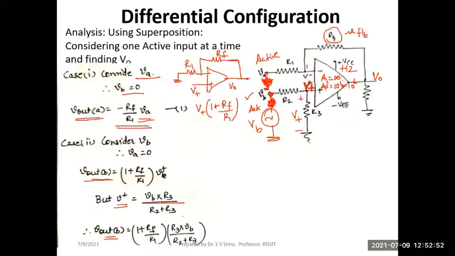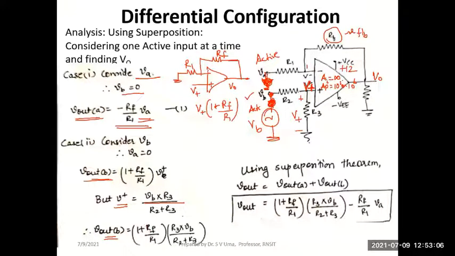So I will write the expression at the output. V out due to the input signal VB is 1 plus RF by R1 into R3 VB by R2 plus R3. Now, what do we do at the end of superposition? We just have to add up both the cases. So according to superposition theorem, the output voltage V out will be V out due to the signal VA, V out of A, and the output voltage due to signal VB. So you just add both the output signals which we have here. This will be the exact expression for the output voltage of a differential amplifier.